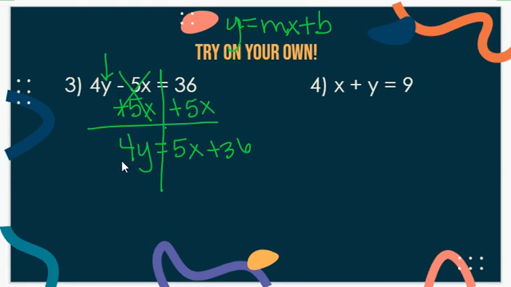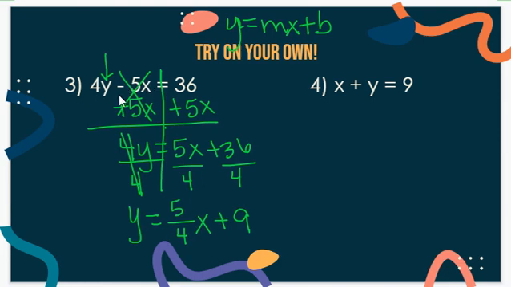Now I want to move this times 4. So the opposite of times 4 would be divide by 4. And what you do to one side, you do to the other, but we have to remember to divide everything on that side by 4. 4 divided by 4 cancels out, leaving me with y. 5x divided by 4 simplifies to just 5/4 x because you can't simplify that anymore, so we'll just leave it a fraction. But we can simplify 36 divided by 4, so that gives us a positive 9. So this equation in slope-intercept form is y equals 5/4 x plus 9.